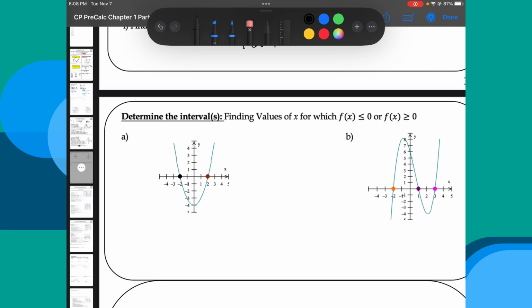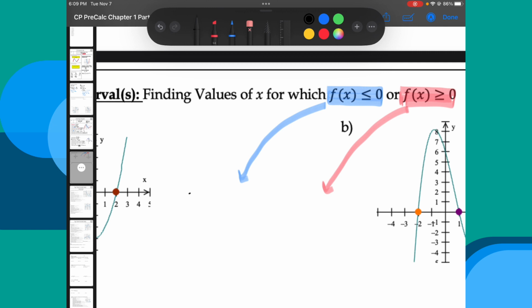This is all about understanding the notation. So we're finding the intervals in which f of x is less than 0. What does that mean? And then we're also going to find when f of x is greater than 0. Well, in order to understand what you're looking for, you need to remember that f of x means y. So this means when is y less than 0, and when is y greater than or equal to 0? So we're looking at all the y values.